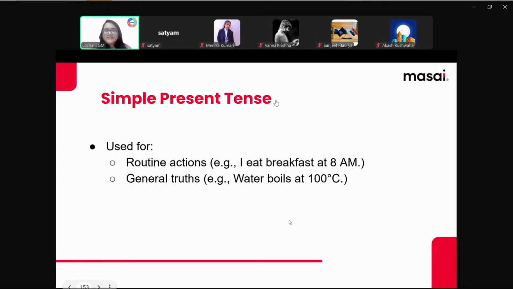Okay, so like this, we use the simple present tense mainly to speak about regular actions or whenever you have to talk about the general.